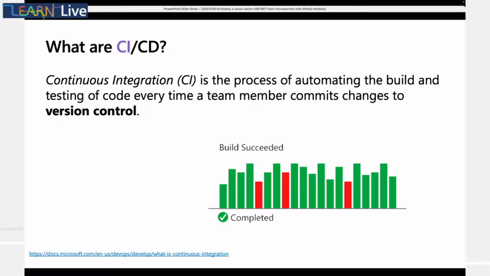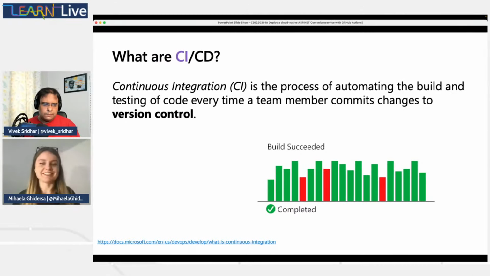So it's good, before discussing the actions that we are going to do as we have planned, to discuss the approach. There are two main things that I would like to approach, and one is continuous integration, which is a process of automating the build and the testing of code every time a team member commits changes to a version control tool we're using. So basically, developers continuously integrate their code. That's why it's named continuous integration.